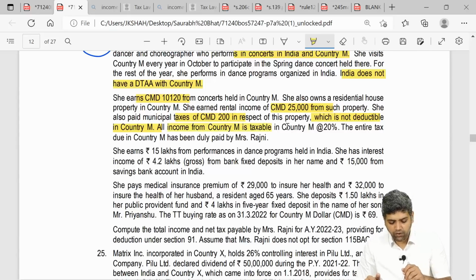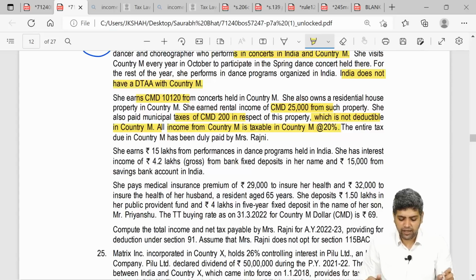The tax rate of country M is 20%. The entire tax due in country M has been duly paid by Mrs. Rajni. She has earned in India 15 lakhs from dance program performances. Interest she has earned from bank fixed deposit, 15,000 she has earned from savings bank account. They have also told us that she has paid medical premium of 29,000 to ensure her health and 32,000 to ensure the health of her husband, a resident aged 65 years.